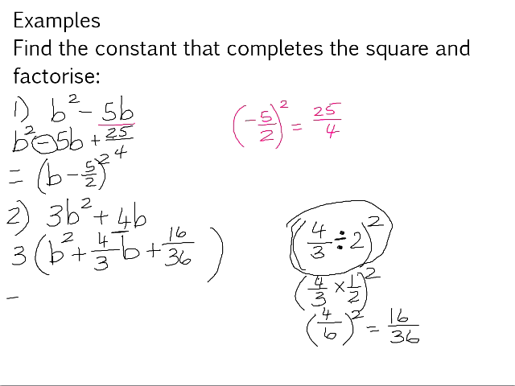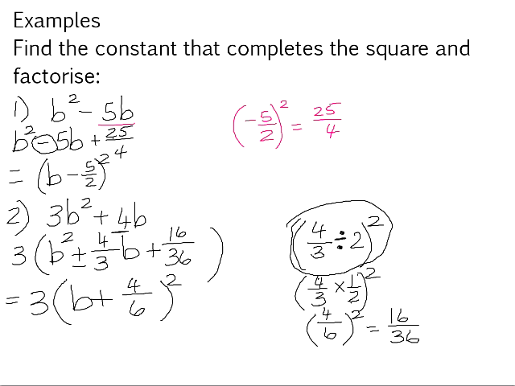Okay, so now we need to factorize that. So the 3 will stay outside. We've created this to be a perfect square. It will be b. The sign in the middle will be positive because we need our outers and our inners to add up to a positive. And 16 over 36 square root is 4 over 6.